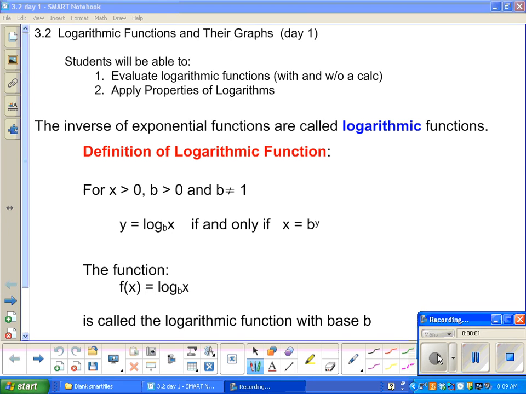Right, today we're starting Chapter 3, Section 2, log functions and their graphs. We're going to evaluate them and apply the properties. So it's just the day one introduction to logs.